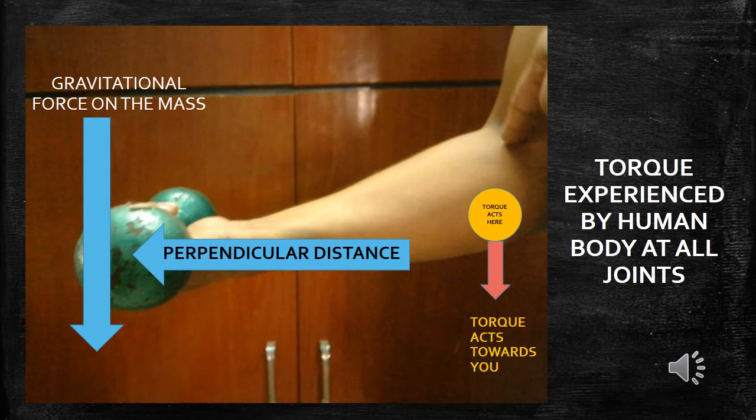If the force acting on the load and the perpendicular distance are multiplied, you will get the torque. That torque will be acting exactly at the joint. There you can feel the pain. That pain indirectly indicates the presence of the torque.